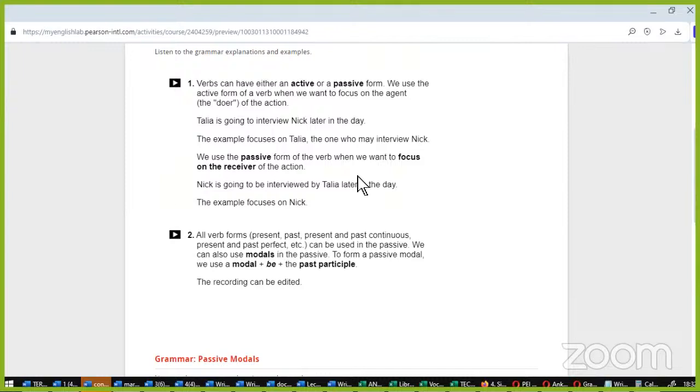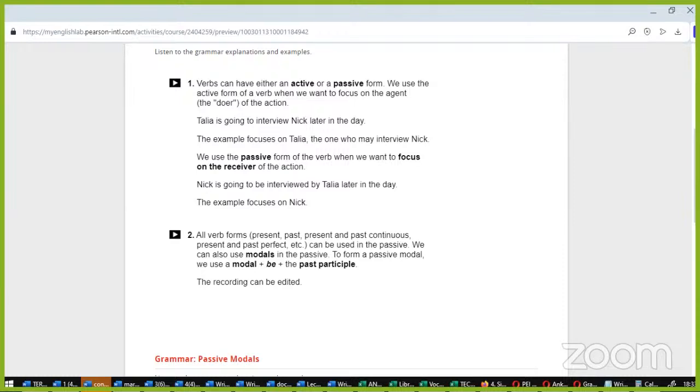Verbs can have either an active or a passive form. We use the active form of a verb when we want to focus on the agent, the doer of the action. Talia is going to interview Nick later in the day. The example focuses on Talia, the one who may interview Nick. We use the passive form of the verb when we want to focus on the receiver of the action. Nick is going to be interviewed by Talia later in the day. The example focuses on Nick.